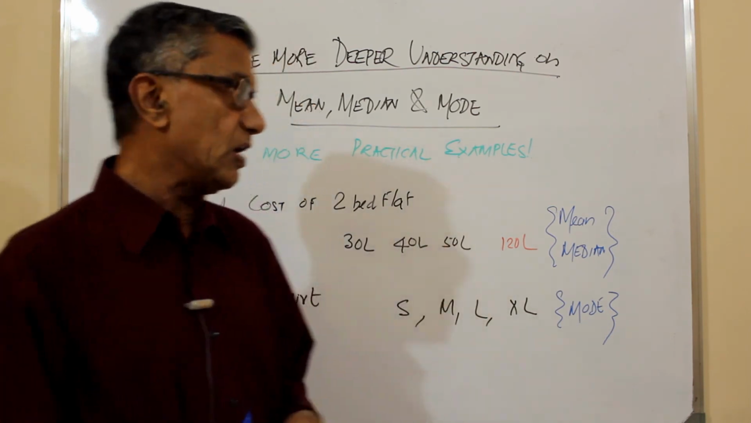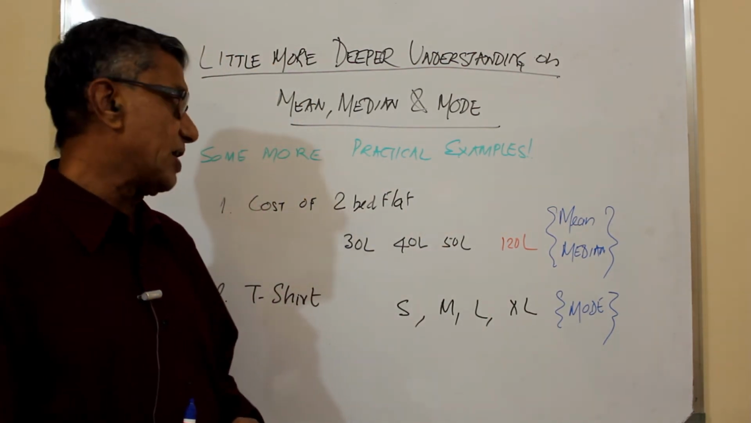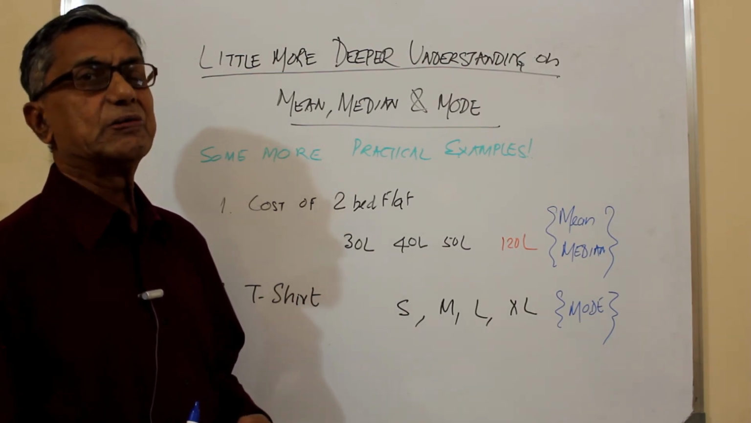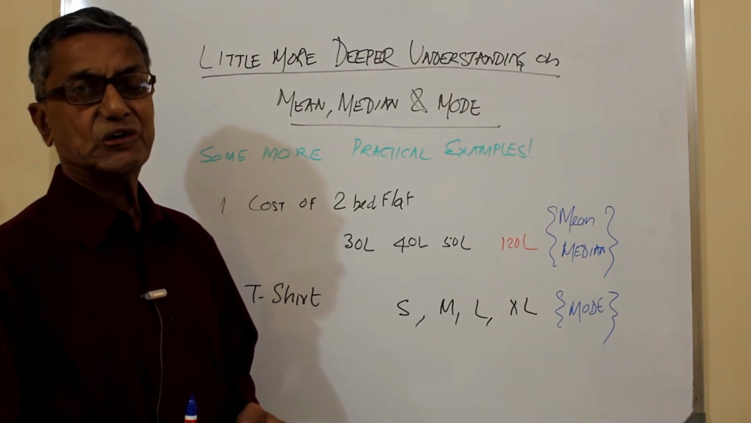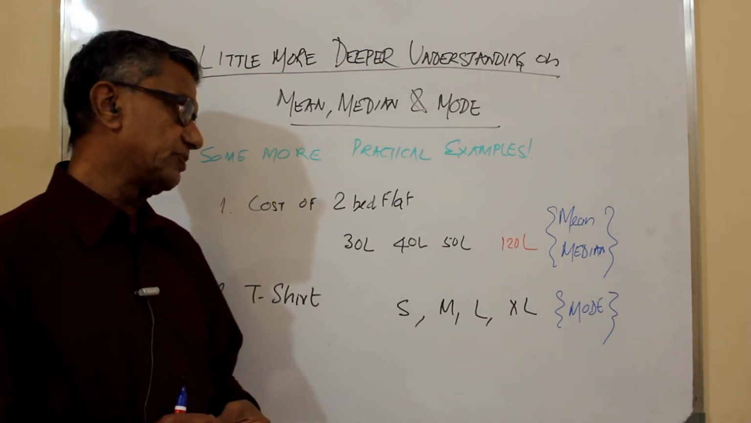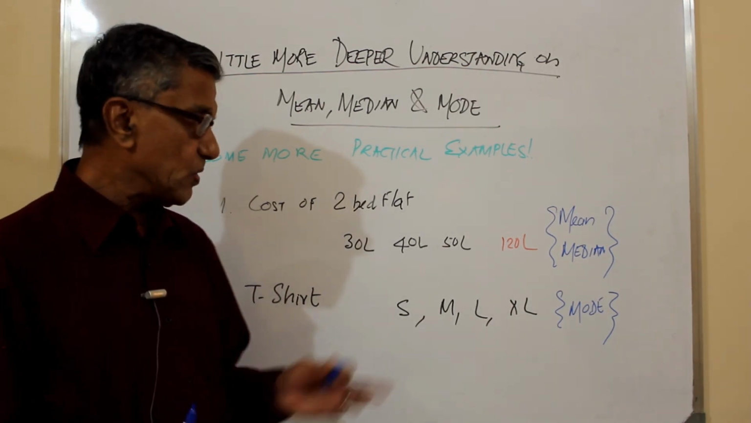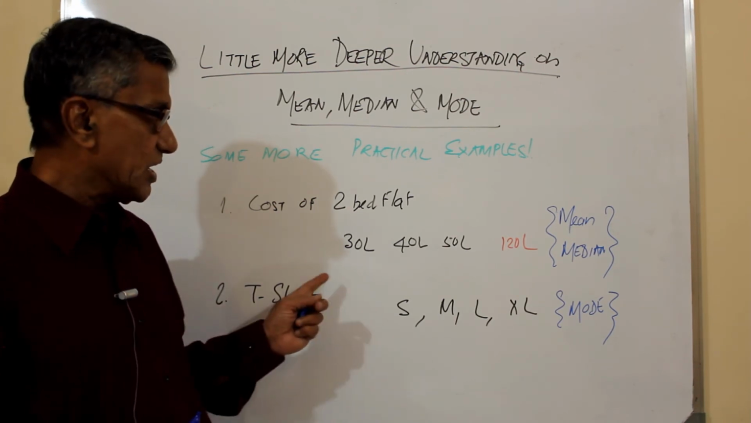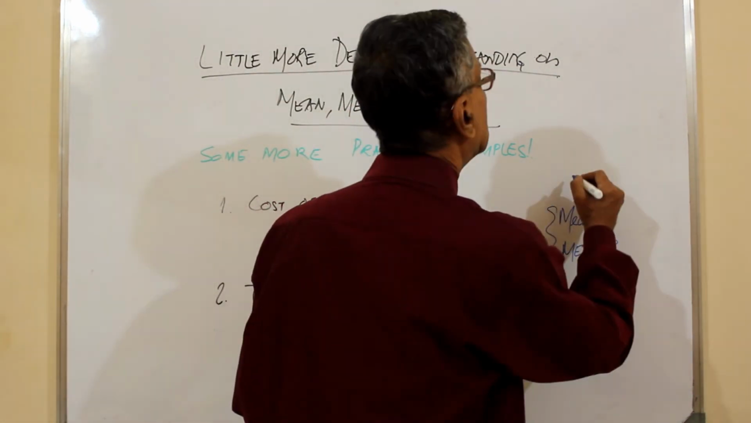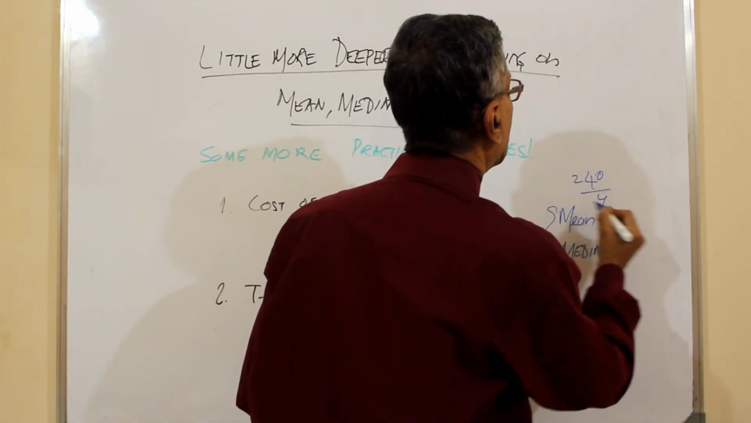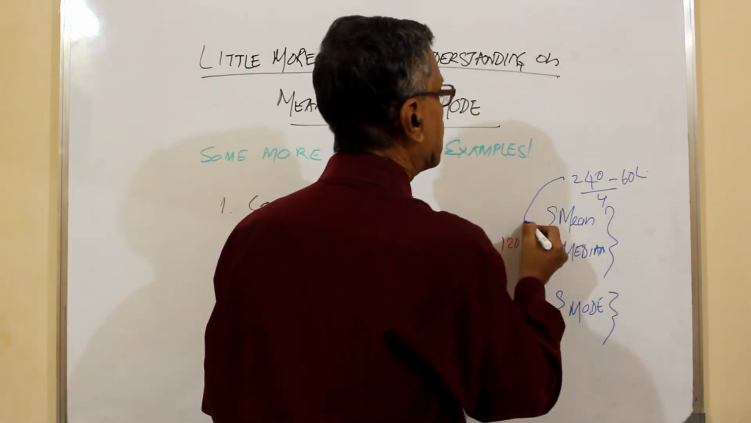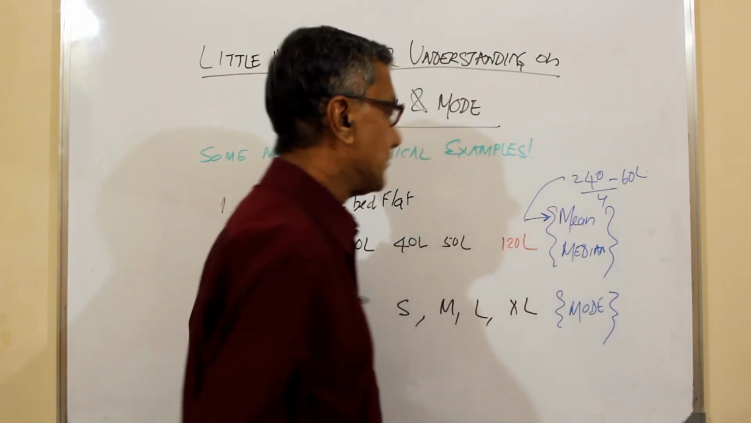I have taken an example of the cost of a 2-bedroom flat. In this small data set, the cost obtained by talking to flat builders or flat owners or on a website is 30 lakhs, 40 lakhs, 50 lakhs and 120 lakhs. By going through a simple mean, the average of this comes to 240 over 4, which is 60 lakhs. And that is what the mean is, right?